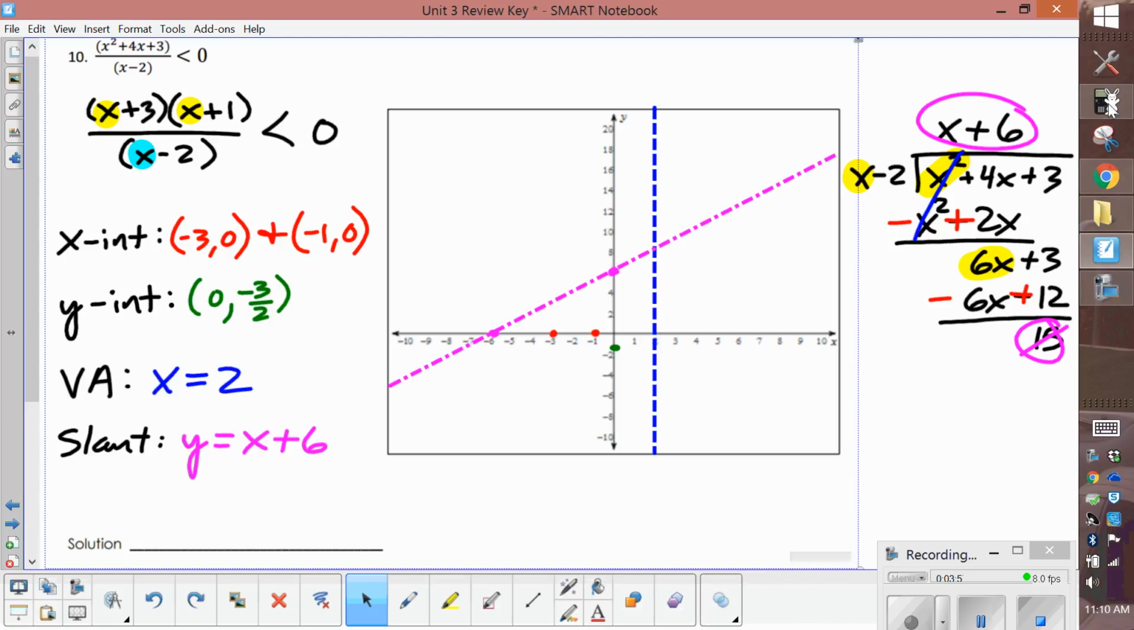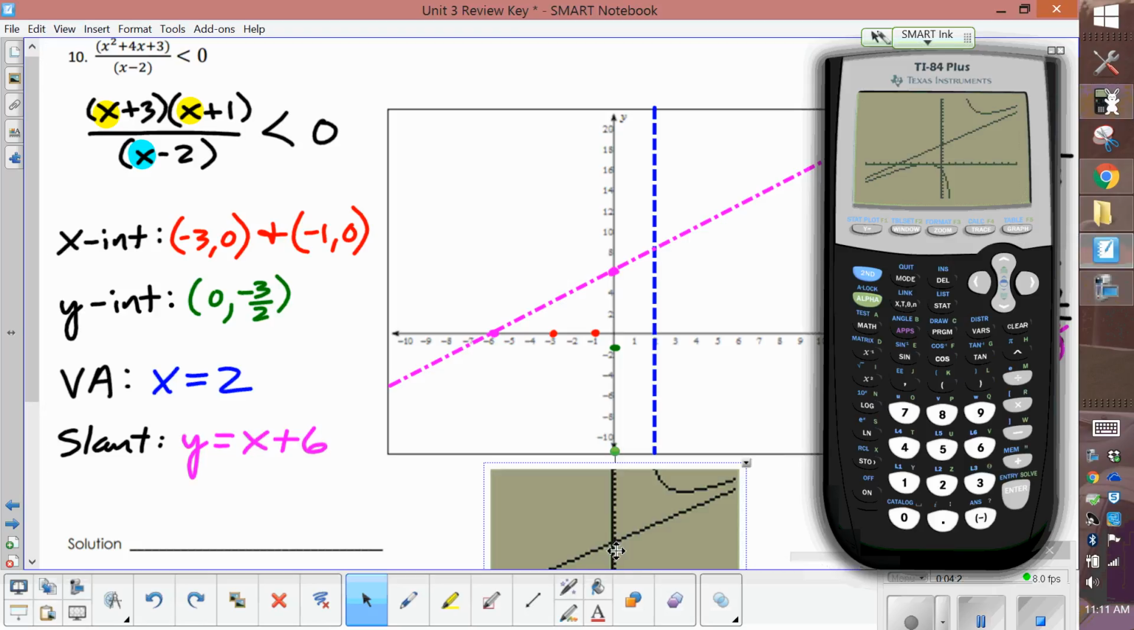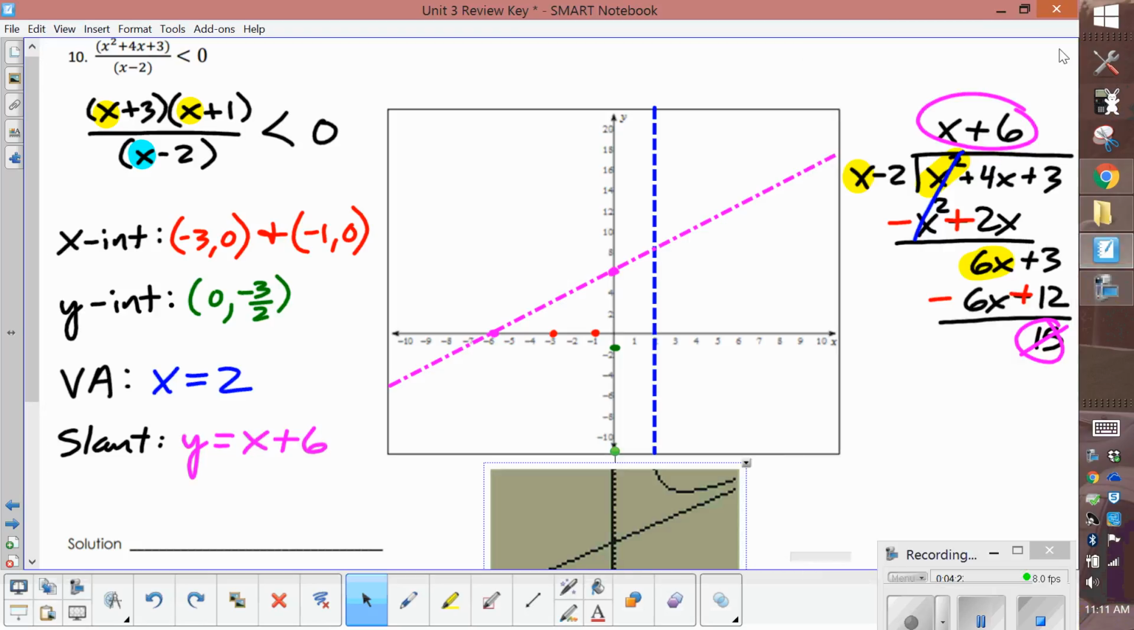And I've already typed this into my calculator so we can see what it looks like. And I've changed my window to look like the window in the graph. And you get something that looks like that. And I can also check my slant asymptote. I'll type it into y2, put x plus 6, and it looks perfect. I'll pull that off from my notes down here, close that out, sketch my graph.